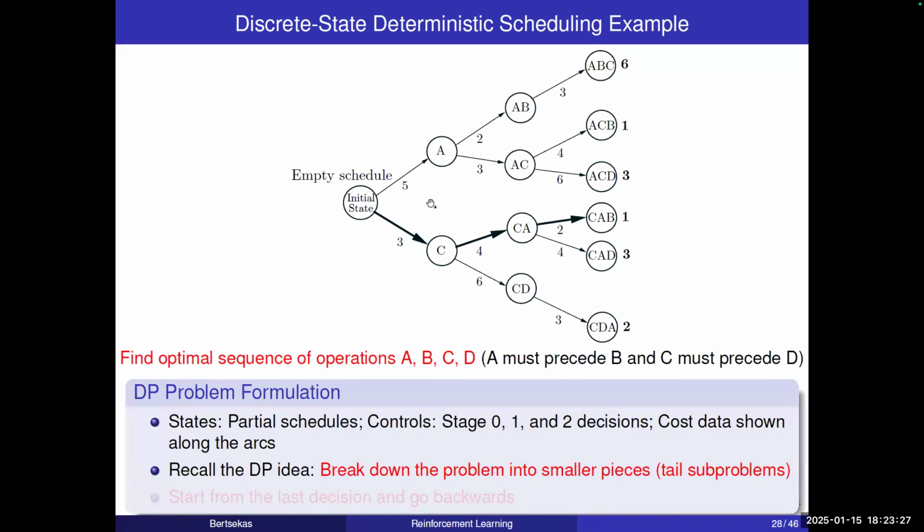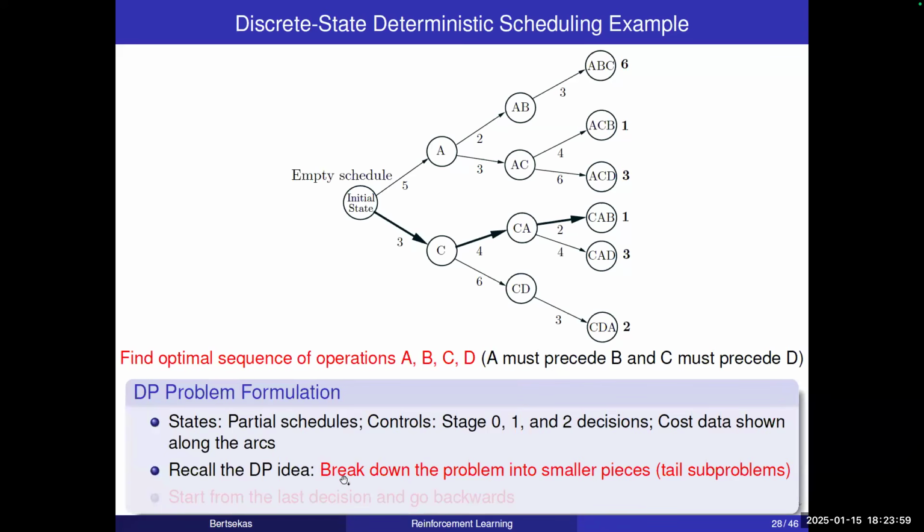Note that in this graph, the control constraints that A must precede B and C must precede D have already been incorporated, because starting from AB, the only feasible control is to schedule operation C, because if we schedule D, then it would violate the constraint that C must precede D.